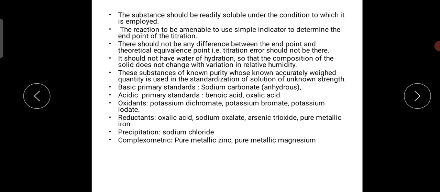Then in redox titration, oxidants and reductants. In oxidants: potassium dichromate, potassium chromate, bromate, potassium iodate. And in the case of reductants: oxalic acid, sodium oxalate, arsenic trioxide, then pure metallic iron. Then in the case of precipitation titration, a good example is sodium chloride. Then in complexometric titration, pure metallic zinc and pure metallic magnesium are good examples.